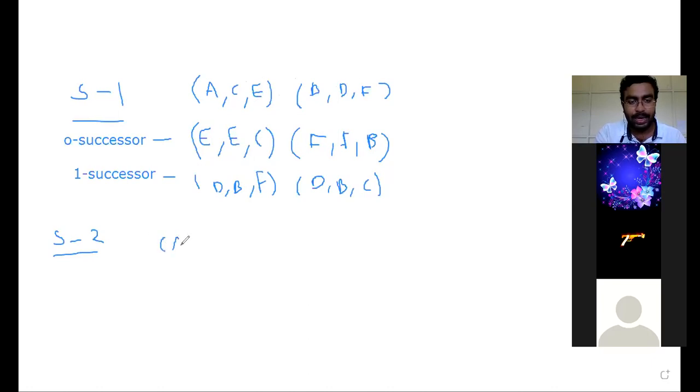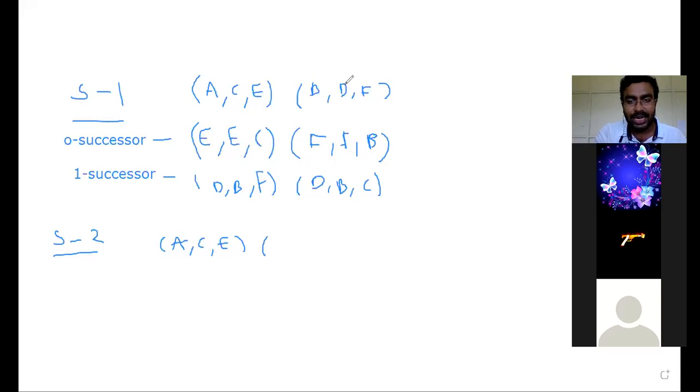So I should make A, C, E into the same group. ACE will not be partitioned. I will be writing ACE as it is. Then check here, students. What about the 0th successor of BDF? F, F, B. So when I check, F, F, B is there in the single group. According to the 0th successor, there is no partitioning of BDF. But when I check the 1 successor of BDF, they are D, B and C, students. Check whether D, B, C is there in the single group or not.